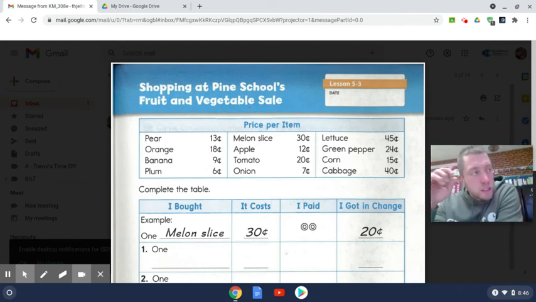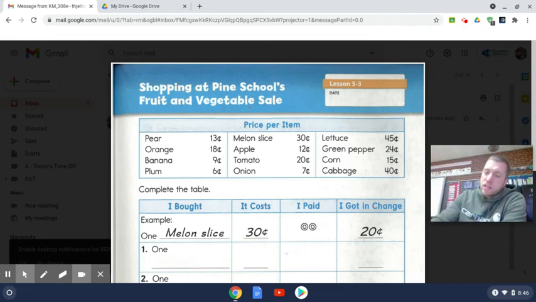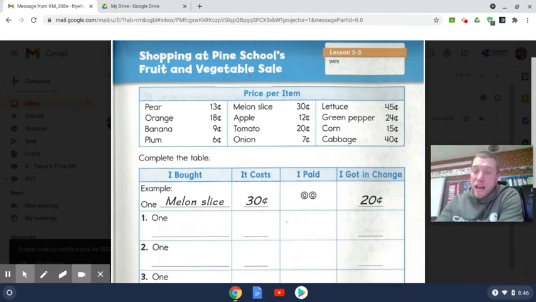That's a good thing that you did that. But in real life, sometimes we don't have the exact amount. We don't have the exact amount. And so today we're going to overpay. Okay, I'm going to say that one more time. Today we're going to overpay.